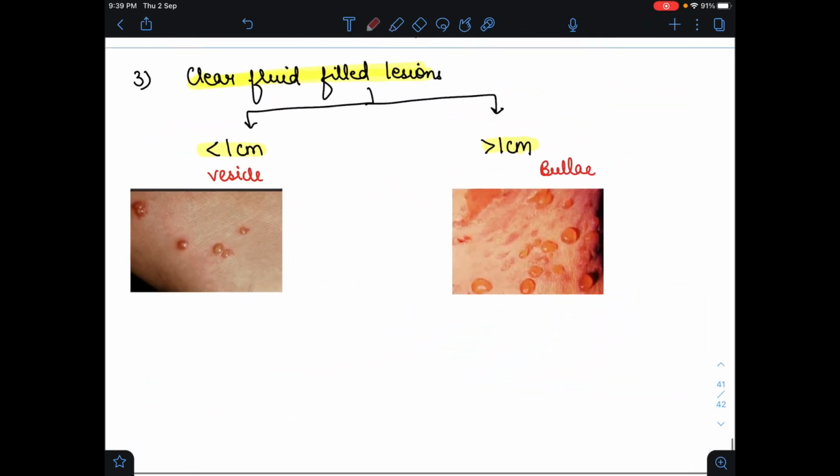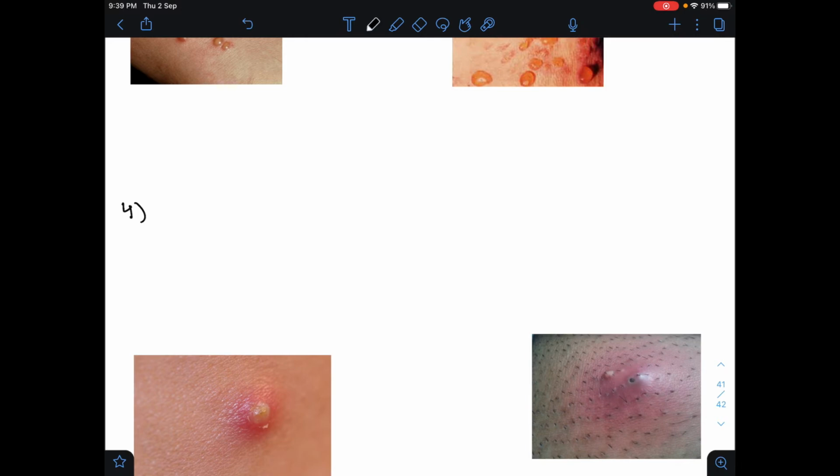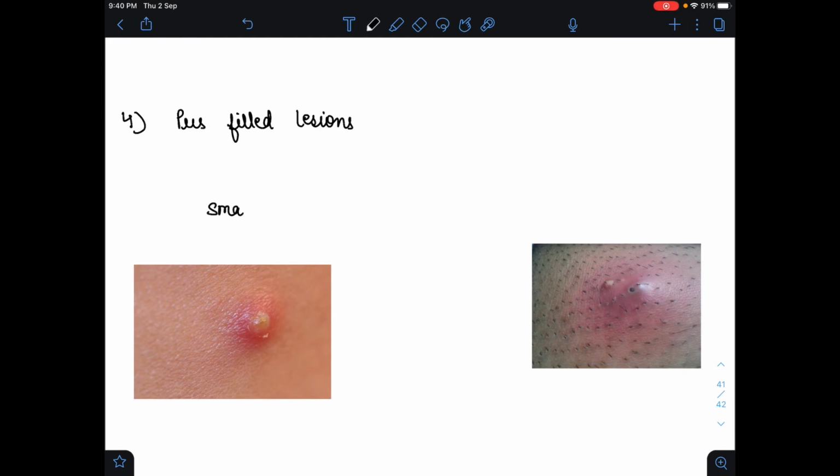Now move to the fourth category, and the fourth category includes the pus filled lesions, meaning the lesions were not filled with clear fluid, they were filled with pus. So in this we have the small pinpoint lesion, and the other is a larger, deeper collection of pus. The pus is filled and the lesion is a large, deeper collection.